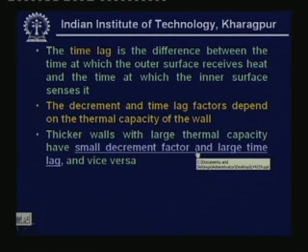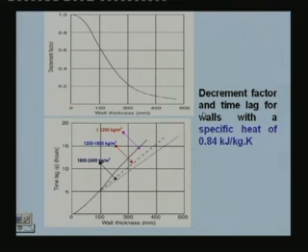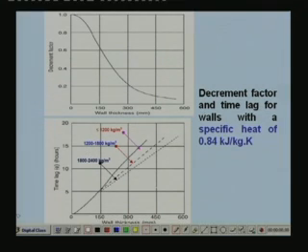Obviously, what is the thermal capacity of the wall? The thermal capacity of the wall depends upon the density of the wall, the thickness of the wall, and the specific heat of the wall. Thicker walls with large thermal capacity have a small decrement factor and a large time lag, and vice versa. So let me show the variation of decrement and time lag factor. This graph here shows the decrement factor as a function of wall thickness.